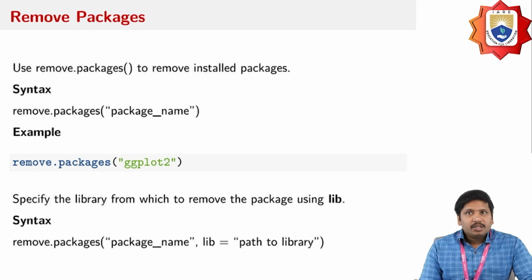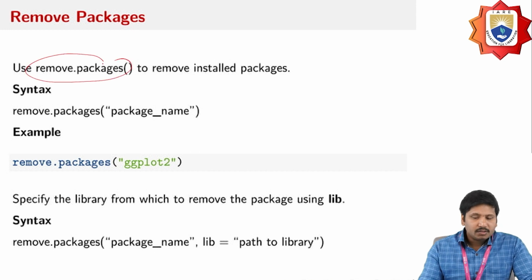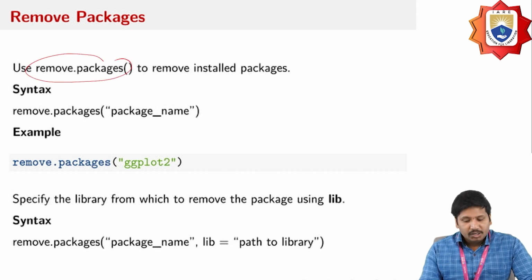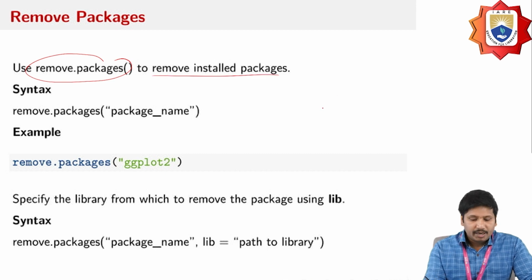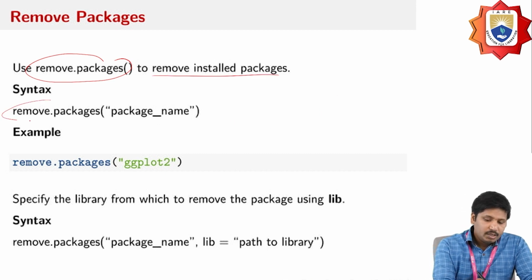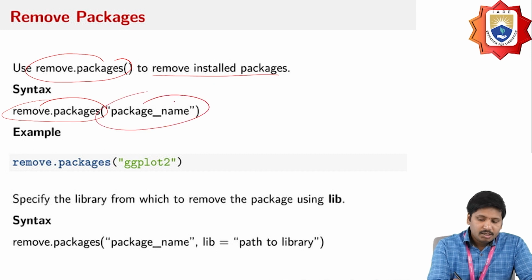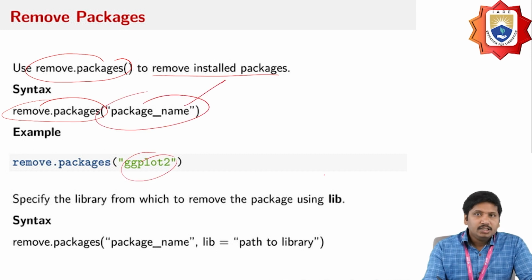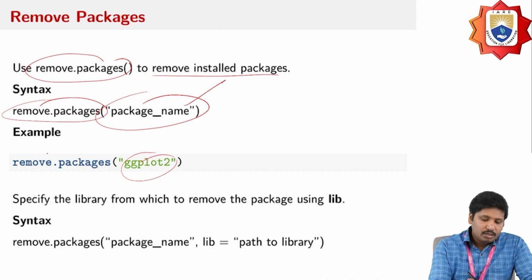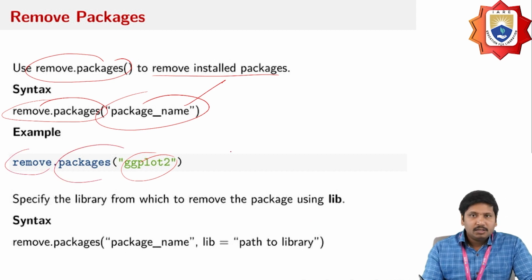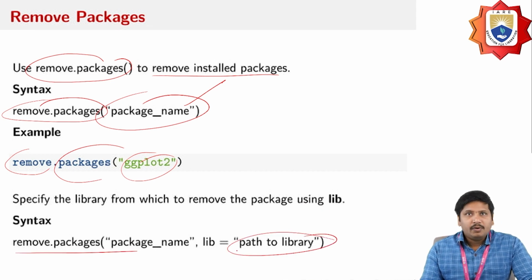Then I want to remove some of the packages installed in RStudio. For that I have to make use of the remove.packages() function, by which I can remove installed packages. The syntax is remove.packages(), and I have to mention the package name. Previously I installed the ggplot2 package, so I can remove that by using remove.packages("ggplot2"). We also specify the library from which we want to remove the package, so remove.packages() takes the package name and the path to the library.